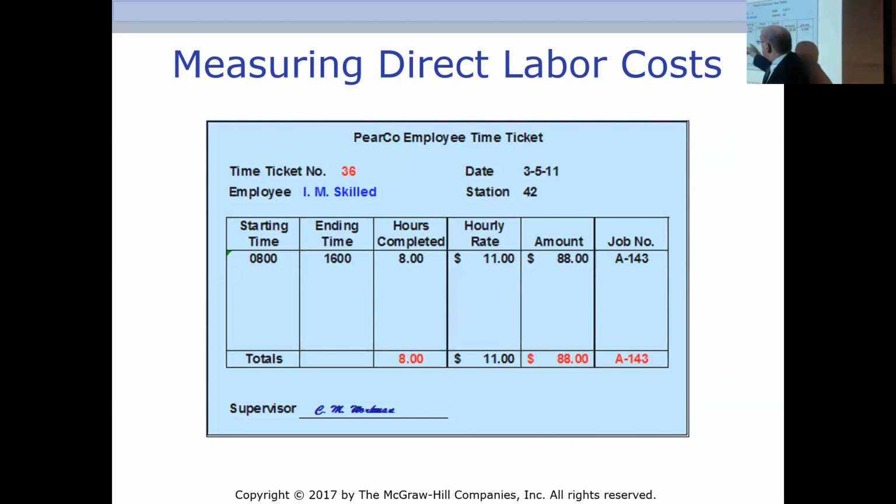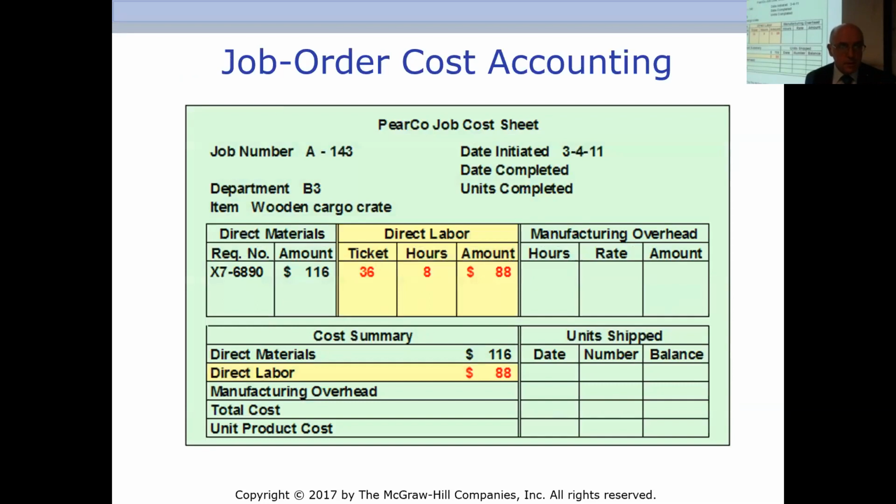Starting time, ending time, number of hours, hourly rate. It gets a little more complicated when you add fringe benefits. We're not going to do that in Chapter 4. This is just a sort of light example to show you what a job cost sheet looks like for labor hours. If this employee works on 3 different projects, you could trace that cost and allocate it to the various projects. And then again, the direct labor costs would be there.